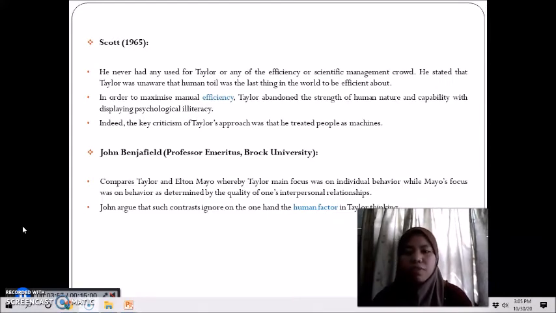Next, according to John Benjafield, he compares Taylor and Elton Mayo, whereby Taylor's main focus was on individual behavior, while Mayo's focus was on behavior as determined by the quality of one's interpersonal relationships. John argued that such contrasts ignore, on the one hand, the human factor in Taylor's thinking.